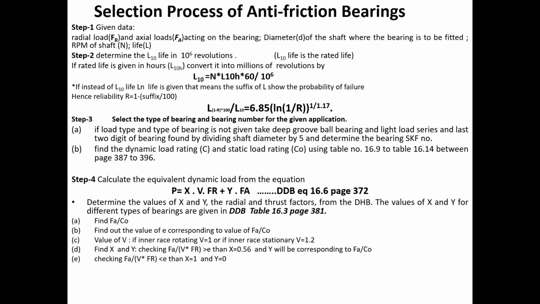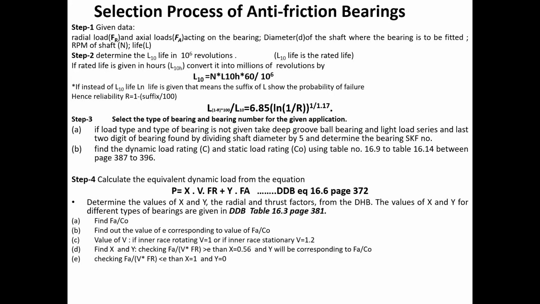Why are we starting our checking from the light load series, not with the extremely light load series? Because the data given in your machine design data book written by Reddy and Mahadevan, the data of extremely light and extra light load series is not given. So we are bound to check our bearing with the light load series.